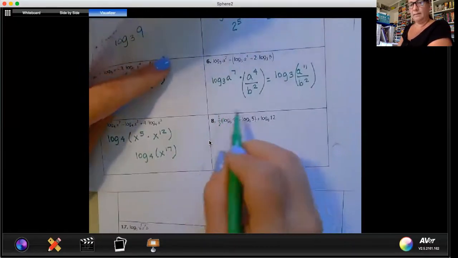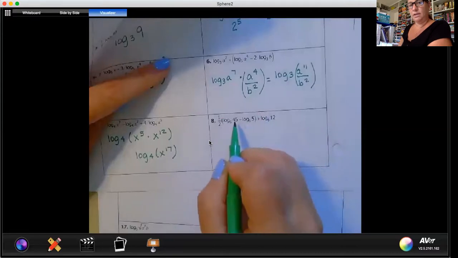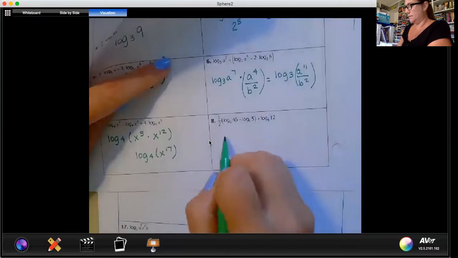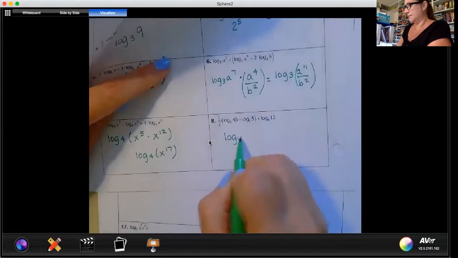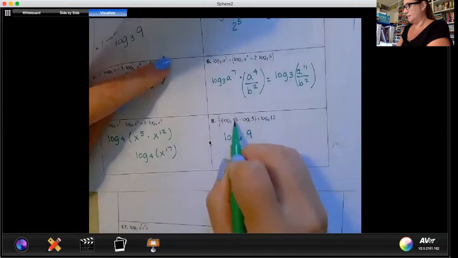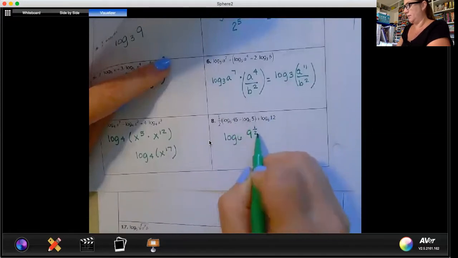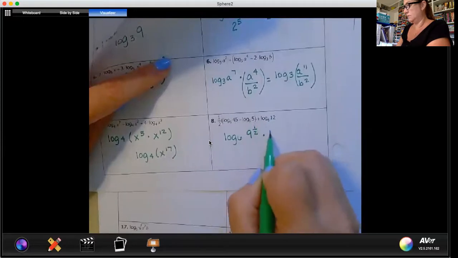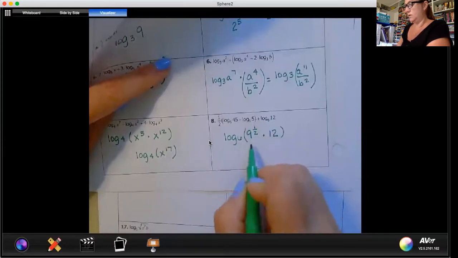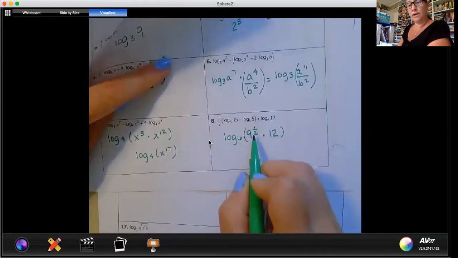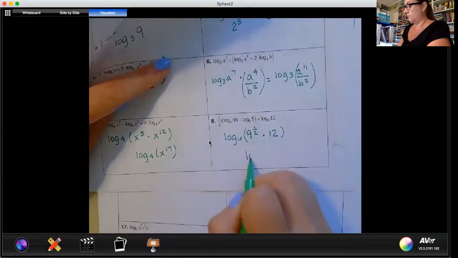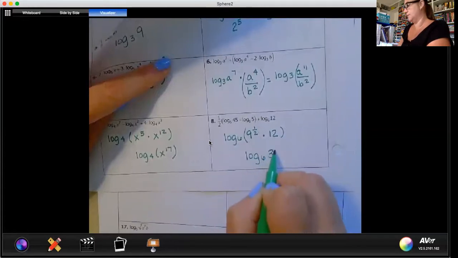The 1/2 out front is going to become the exponent. Subtraction implies division. So this is what that's going to look like. Log base 6 of 9 to the 1/2 power times 12. So 9 to the 1/2 power, the square root of 9 is 3. 3 times 12 is 36.